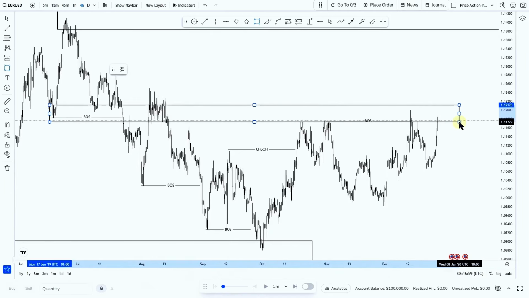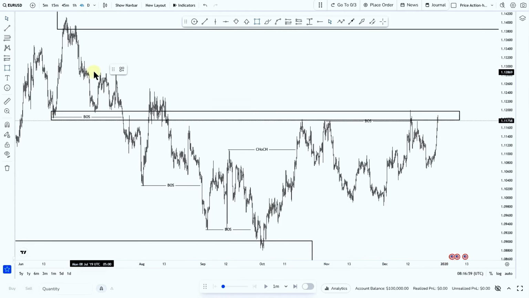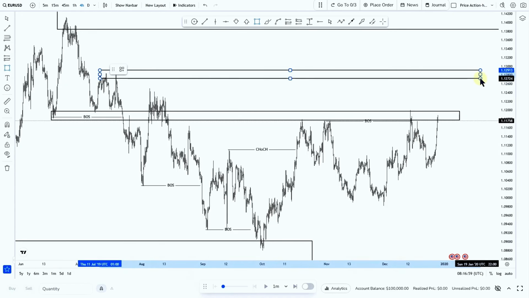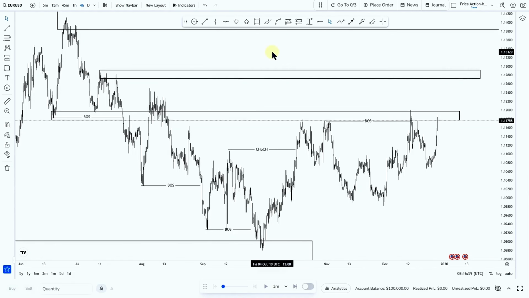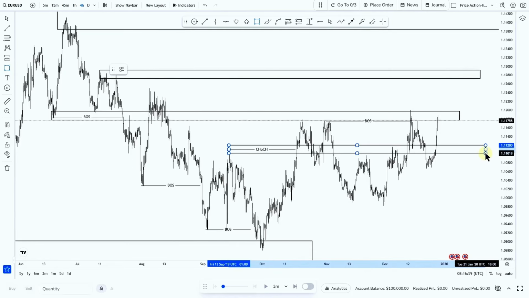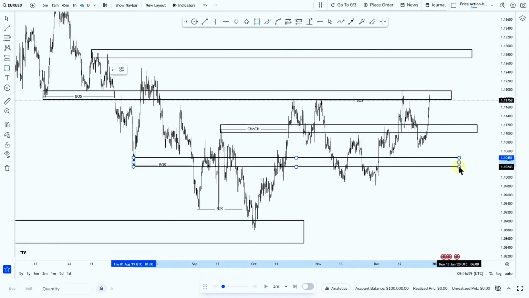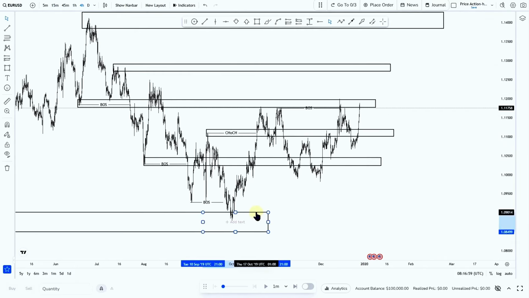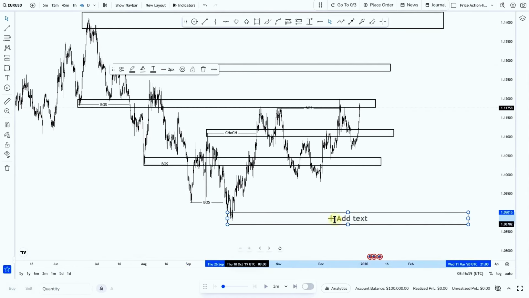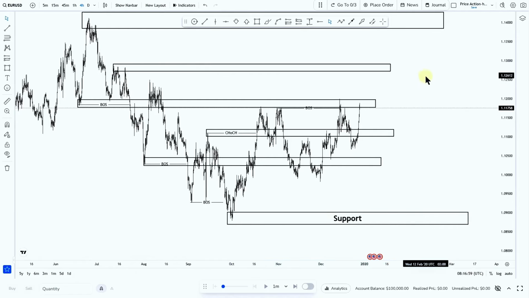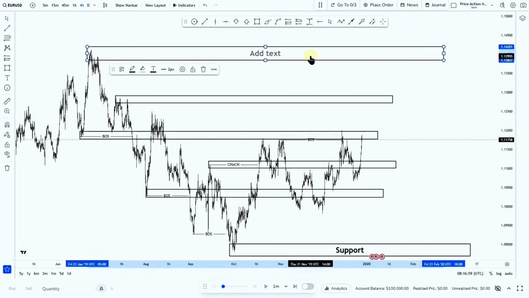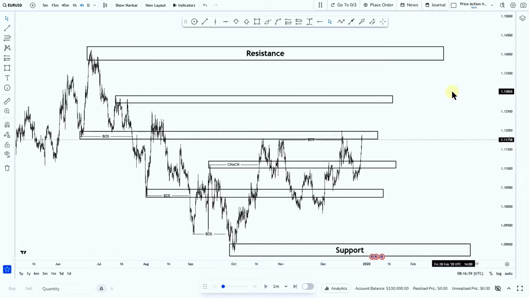So now we mark this area, and then mark this area too. Even though it is not a break of structure, price has just reacted 3 times in this zone. So we then mark the change of character zone, mark this break of structure, and now this turning point becomes our support, and the structure up here becomes our resistance.